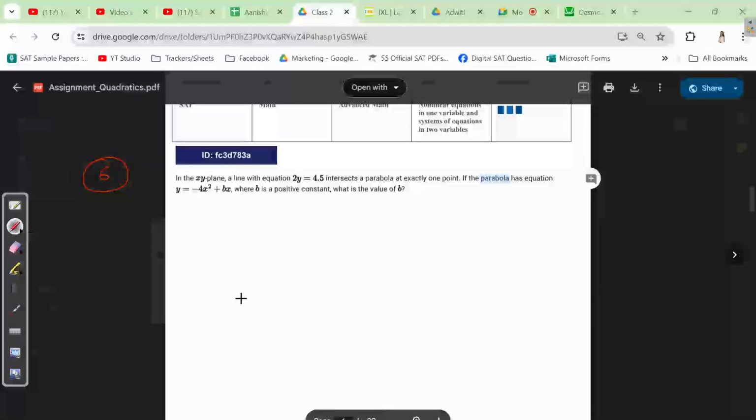I put 2y equals 4.5, so I solve for y, and then I plot them on Desmos and see which one intersects the parabola at one point. So from here y is equal to 2.25, and then you plotted this equation and this equation. And I got 0.75 with that.